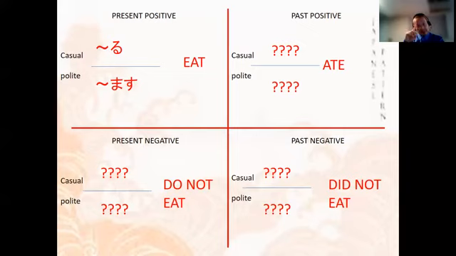So it's not about present or past or whatever. You will learn about the past and present negative and past positive and past negative a little bit later. In fact, chapter four is about the past positive. But we'll get into that soon. So again, don't forget, just casual and polite. That is the only reason we do the conjugation from ru to masu.